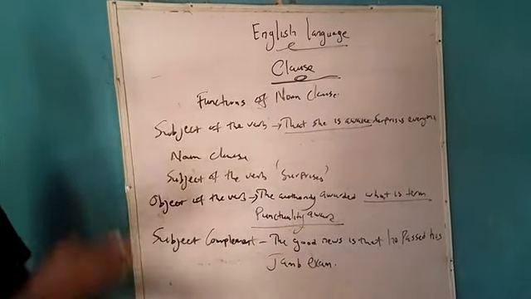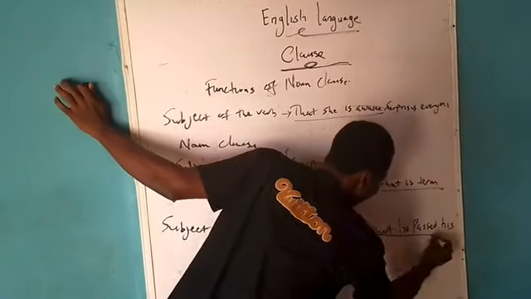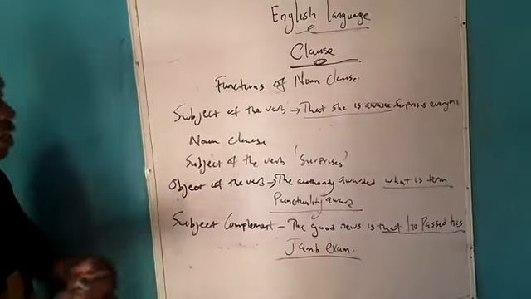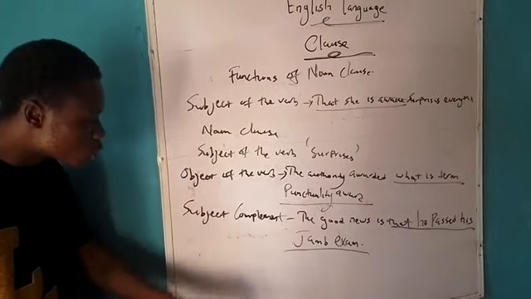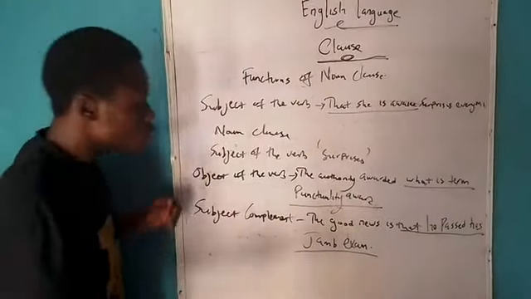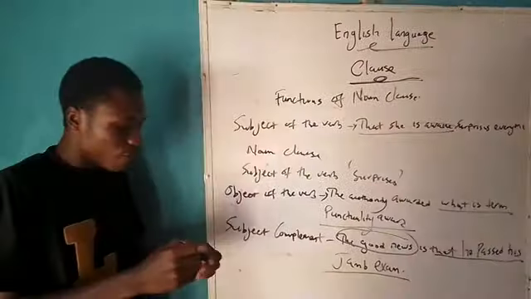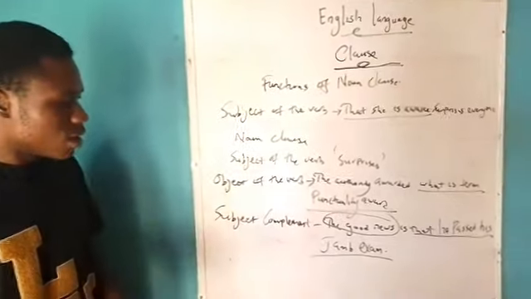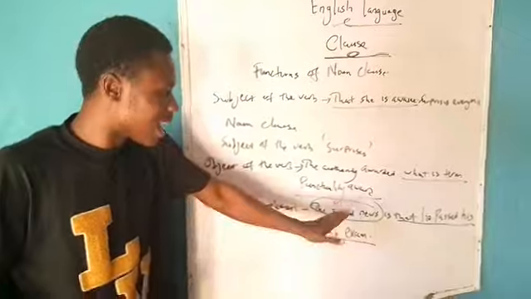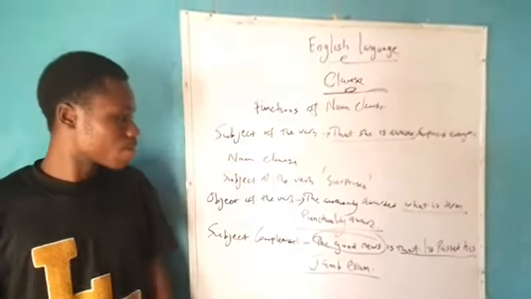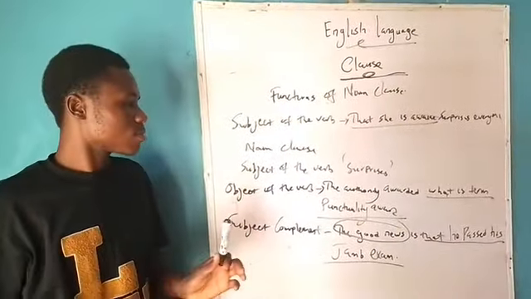The good news is that he passed his JAMB exam. And that he passed his JAMB exam is actually our noun clause, performing which function? Subject complement. You should know that our subject in this sentence is the good news. For you to know that it is a subject complement, what is the good news in this sentence? The good news is that he passed his JAMB exam. So that he passed his JAMB exam is the good news. Can you now see?